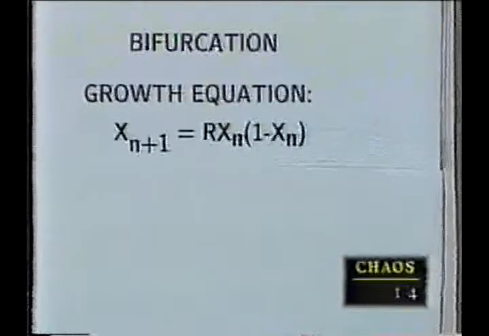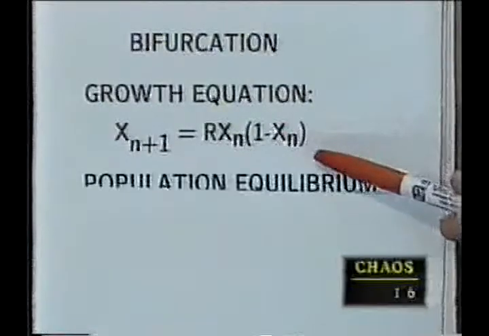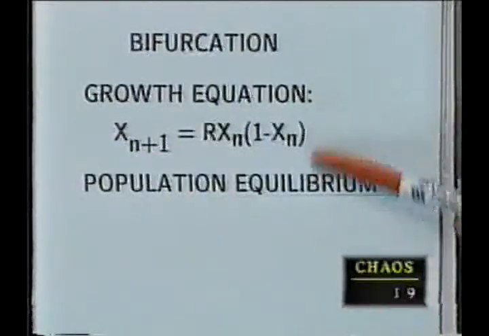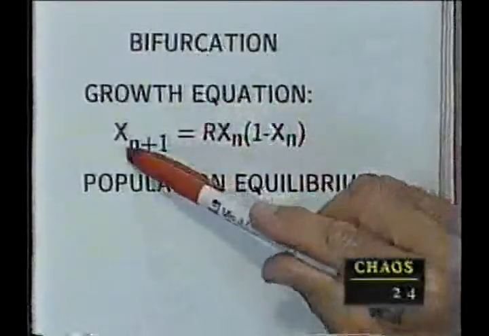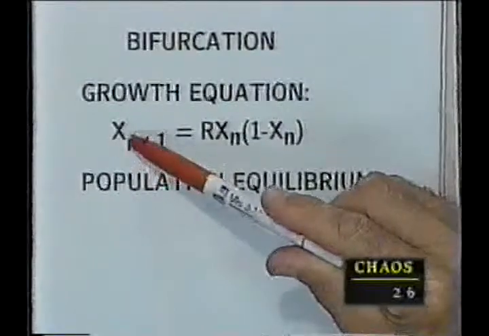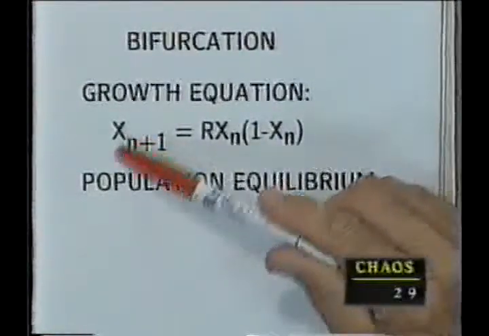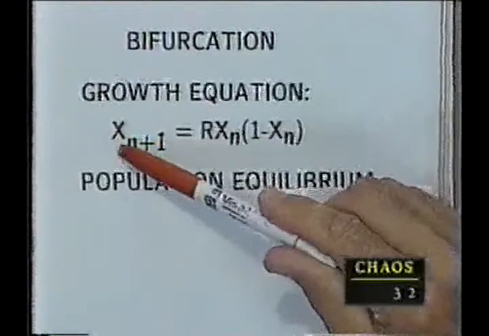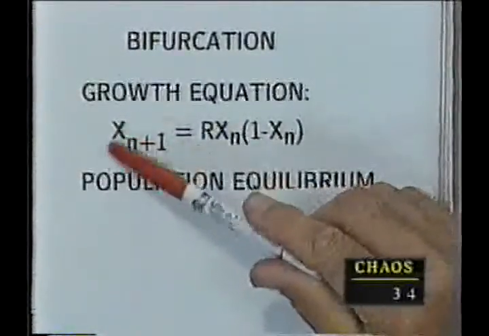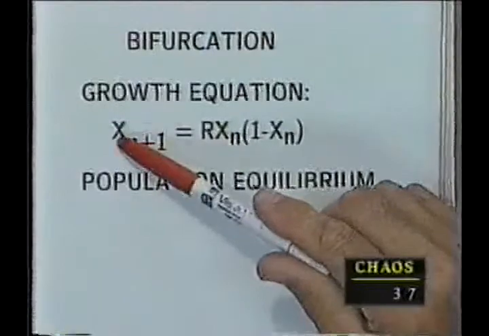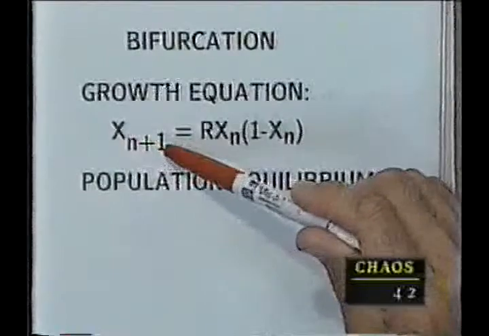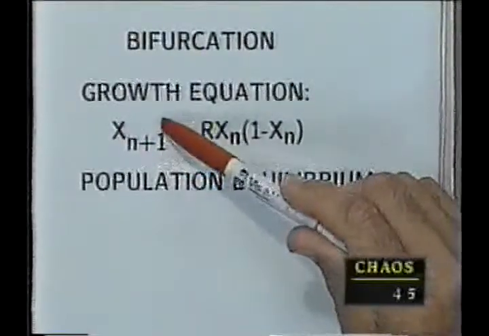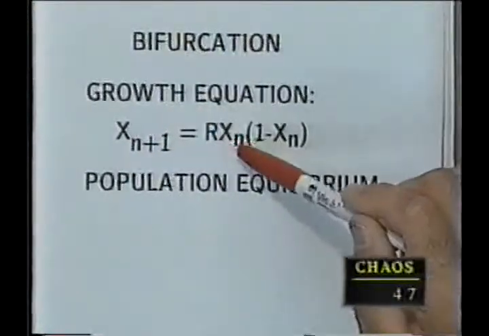In bifurcation, we'll use what's called the population or growth equation to illustrate it. The idea here is insect population growth, x_{n+1}, is the population as a fraction of the maximum. Take the maximum, find what percent of the maximum. So x is a decimal between 0 and 1, of the maximum number of insects which can exist at time n plus 1. It's a function of how many insects were there the year before at time n.